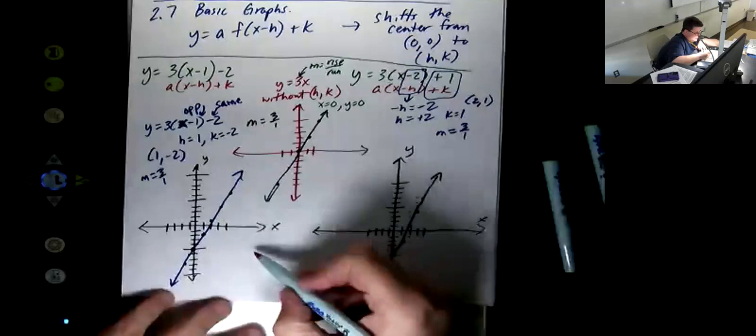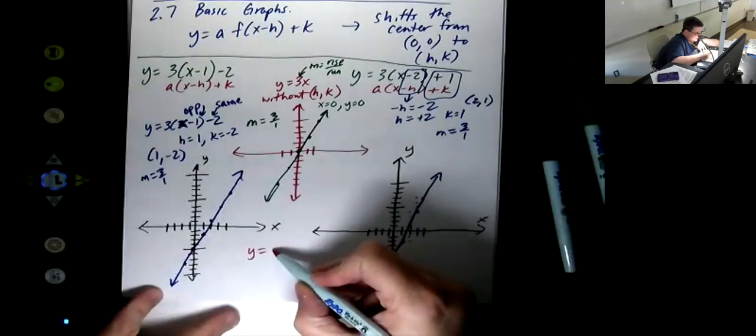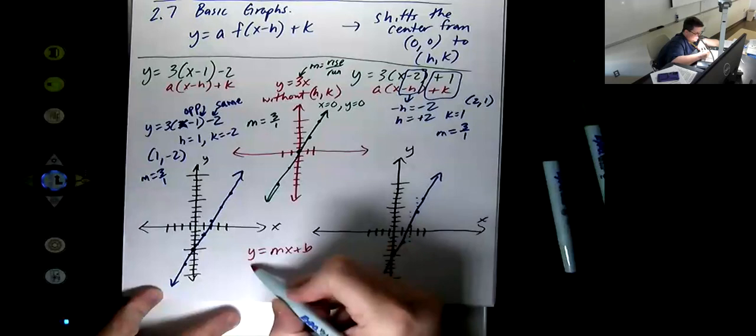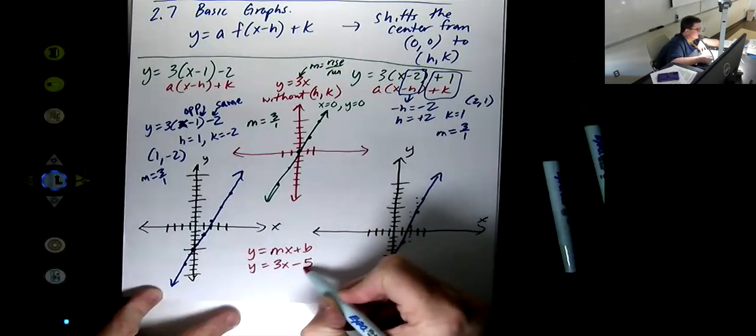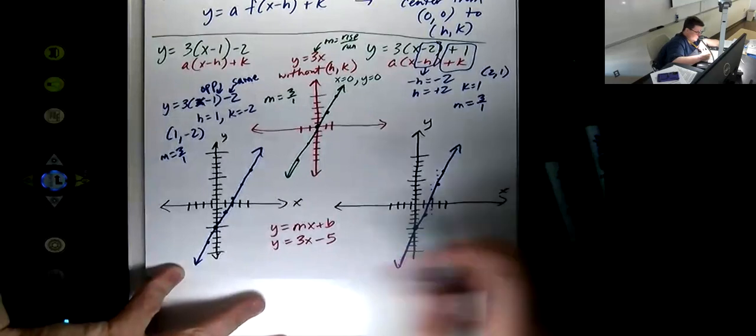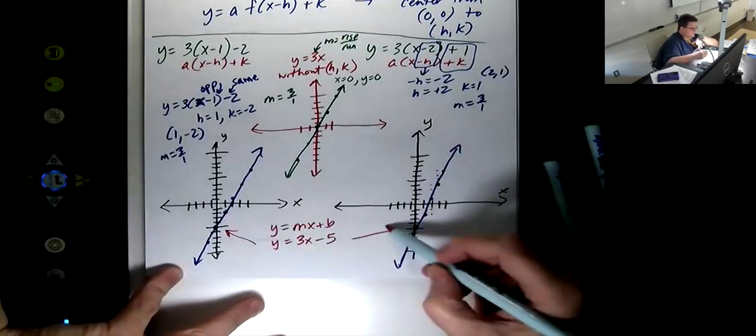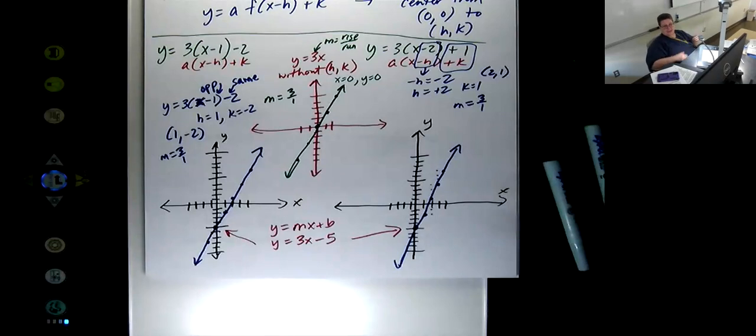In fact, both of these lines, if we had distributed the 3 and cleaned up in mx plus b form, are y equals 3x minus 5 for both of them. They're both the same line, but we're able to do that vertex thing, that h, k thing. This is going to keep coming up throughout the semester. As we graph each new topic, you're going to see this h, k shift. The h, k is the biggest takeaway.